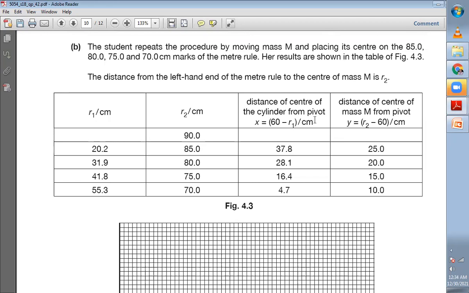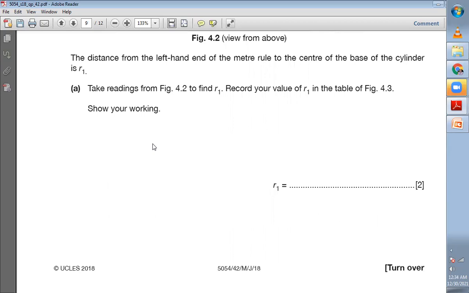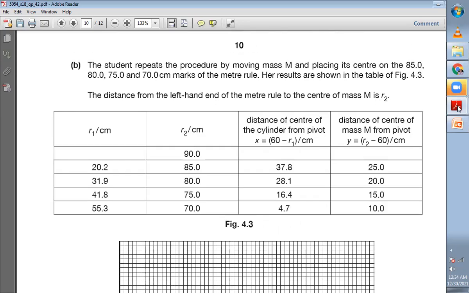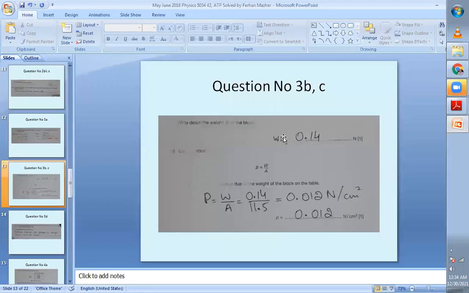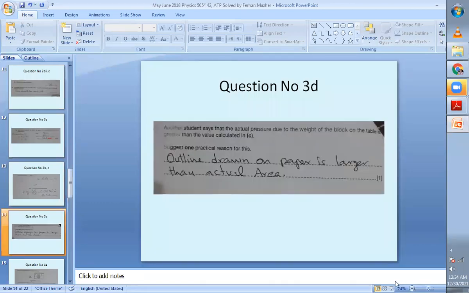And from then I can use these formulas and tell what the value of X and what the value of Y is. The R1 value is 9 point something. So I will then complete this table. Let me show you my answers. Okay. So, question number.